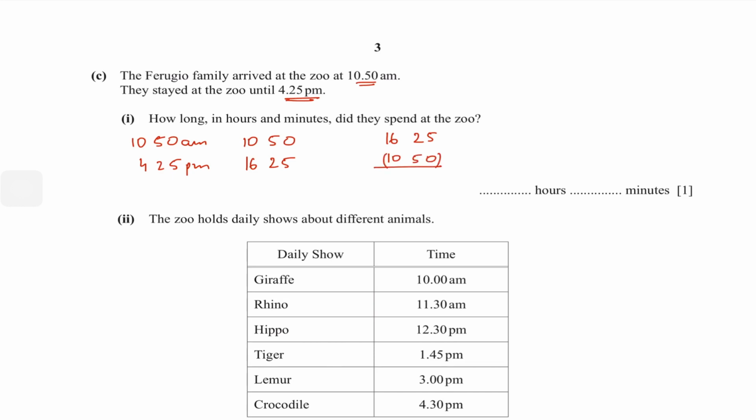Now we can't do that straight away. The problem is you can't subtract 50 from 25, so that's fine. We're going to add 60 to 25, and we're going to decrease the hour by 1. So we're going to have 1585, and from it we're going to subtract 1050, which we can now do very conveniently. So 85 minus 50 is going to be 35, and 15 minus 10 is going to be 5. So we have 5 hours and 35 minutes. So that was that. Let's do the next part.